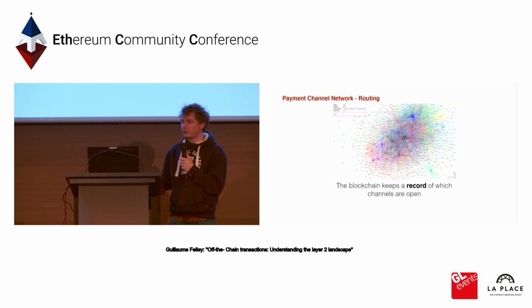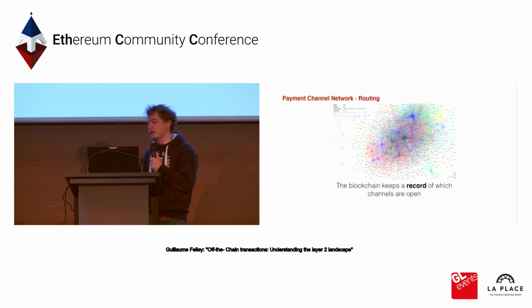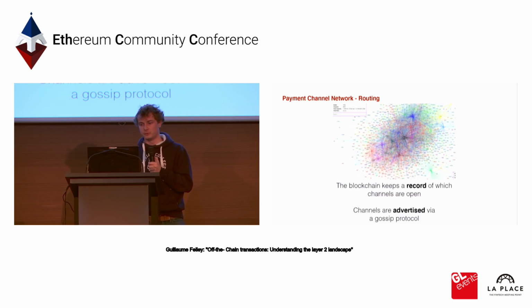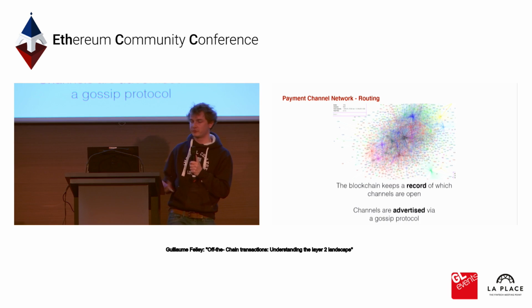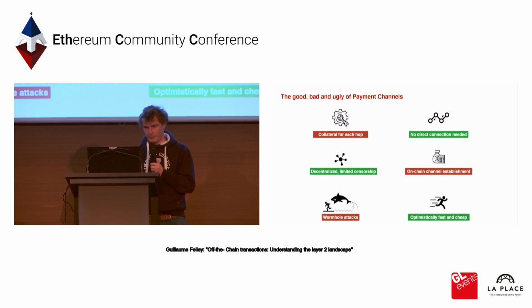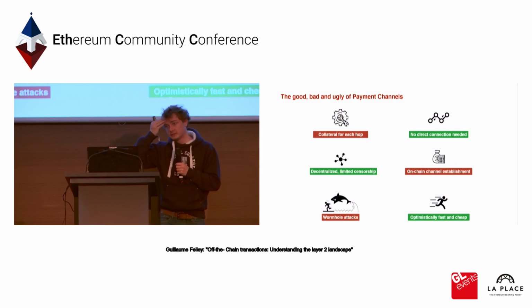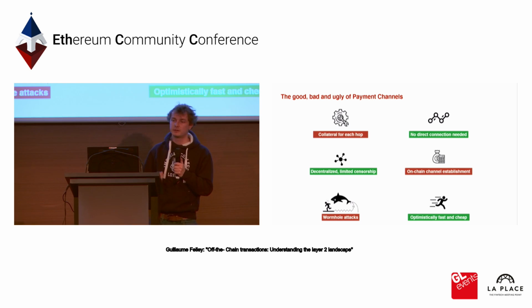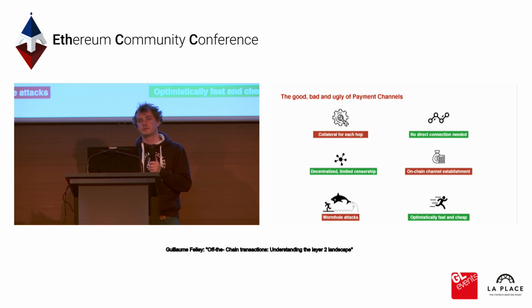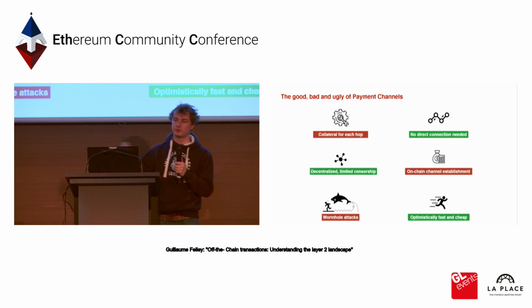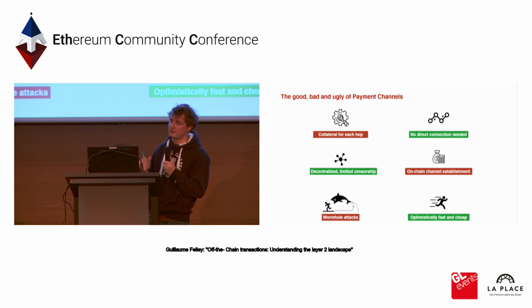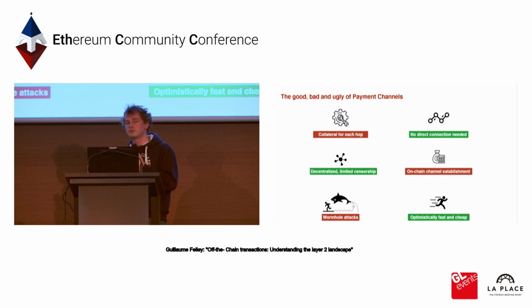And then you have this network graph. You have to keep a record of all the channels that are open, and you hopefully have to route through that. You have to advertise your channel and so on. So the good and the bad of payment channels: it requires some collateral, and each of those hops increases the amount of collateral that you need for the payment channel, and that might be expensive, which makes it not practical for large payments.